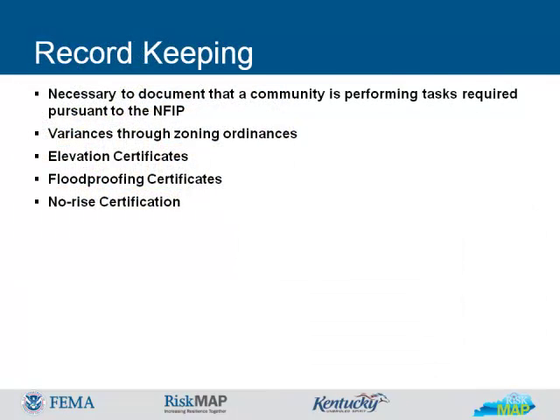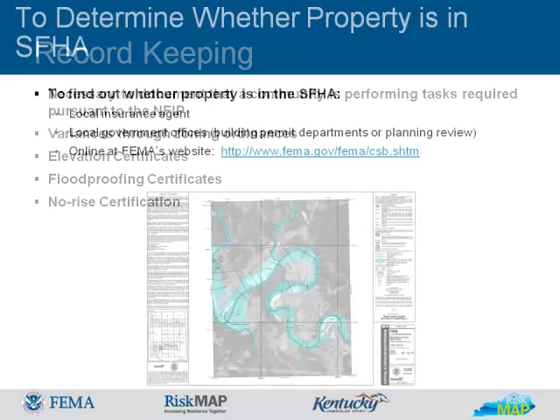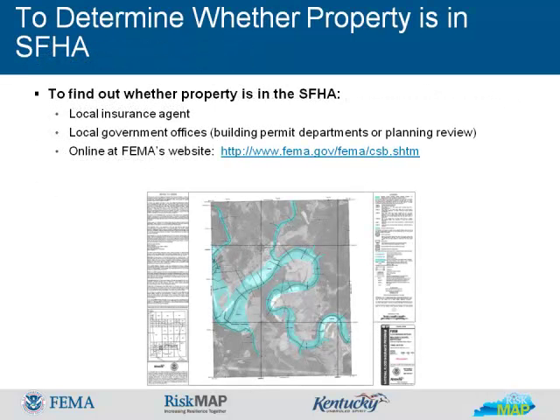Record keeping is necessary to document compliance with the National Flood Insurance Program and to create a paper trail to appropriately manage a local floodplain program. Variances through zoning ordinances, elevation certificates, floodproofing certificates, and no-rise certifications are examples of some of the documents that a floodplain administrator must maintain. Several resources are available to assist property owners needing to identify whether their property is in the special flood hazard area.